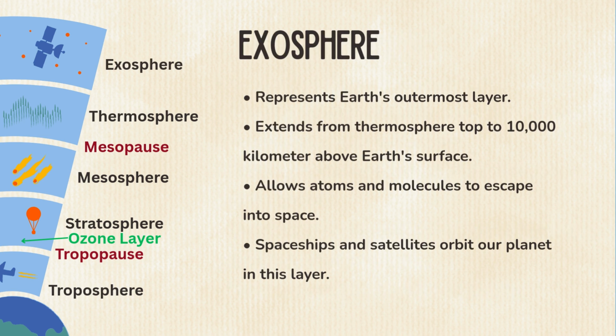The exosphere, named from the word "exo", meaning outside, is the outermost layer of Earth's atmosphere. It stretches from the upper boundary of the thermosphere out to around 10,000 kilometers above the Earth's surface. In this region, the air is extremely thin, and atoms and molecules often escape into outer space. The exosphere also serves as the zone where spacecraft travel and where high-altitude satellites orbit our planet, marking the gradual transition between Earth's atmosphere and space.